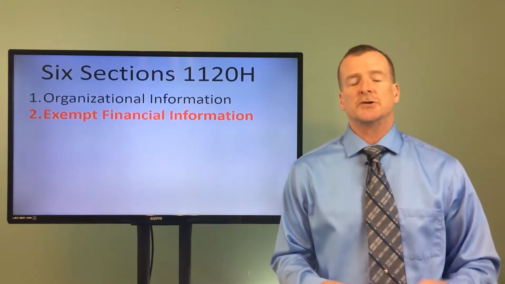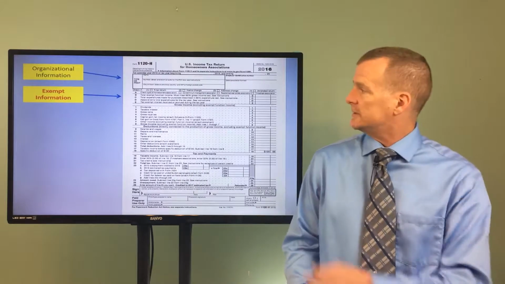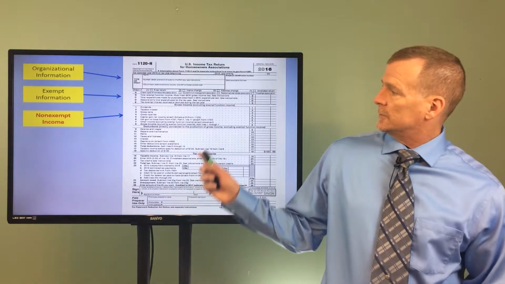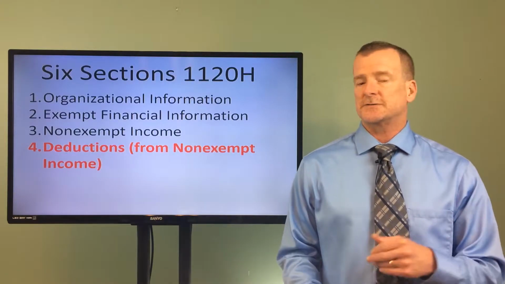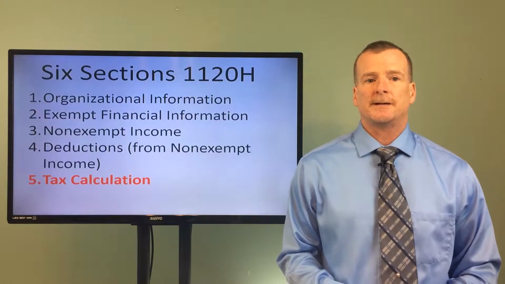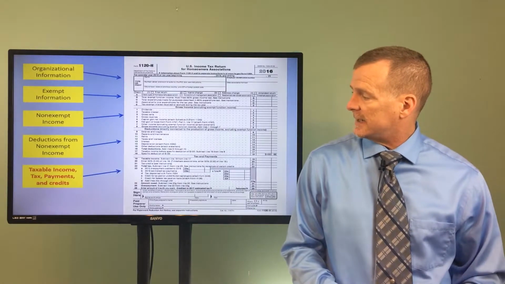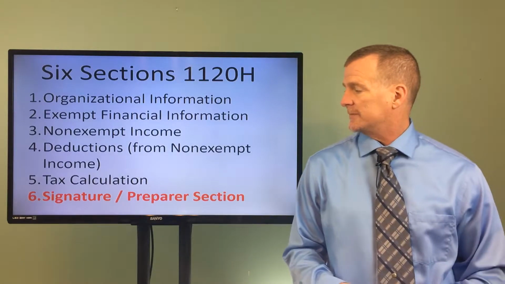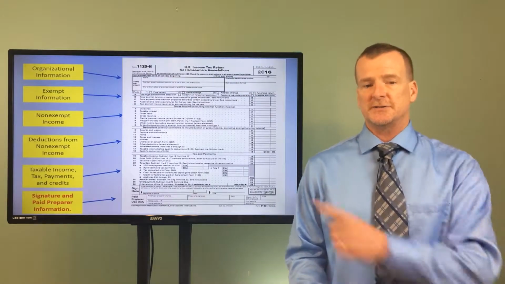Section 1. Section 2 is going to be exempt financial information, as you can see here where the arrow is. Non-exempt income, which is Section 3. Section 4 is deductions from non-exempt income. Section 5 is going to be your tax calculation. And then finally, Section 6 is your signature and preparer section. So as you can see there at the bottom.